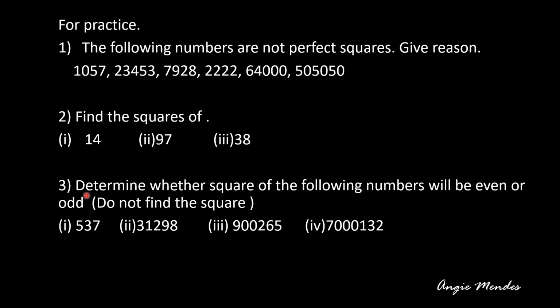The next is to determine whether the square of the following numbers will be even or odd. You don't need to find the square of the number. Without finding the square of the number, you just look at the number in the units place. Remember the properties that we have discussed, and based on that you write whether these numbers are going to be even or odd.